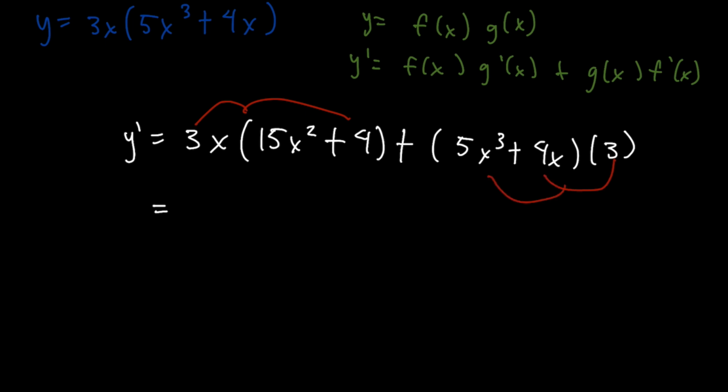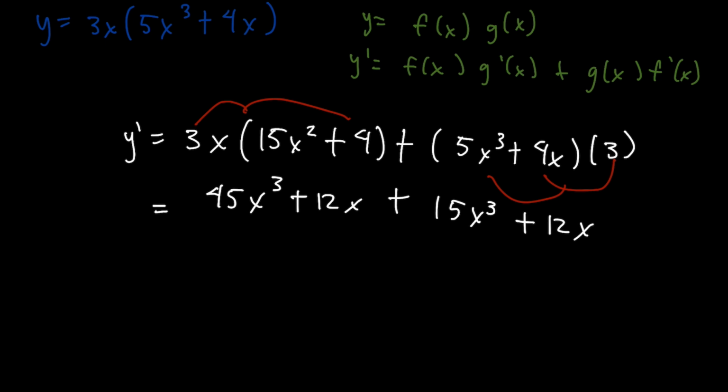3x times 15x squared, that is 45x cubed. 3x times 4, that is 12x. 3 times 5x cubed, that is 15x cubed. 3 times 4x, that is 12x.